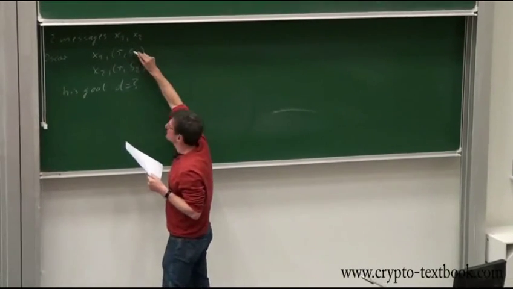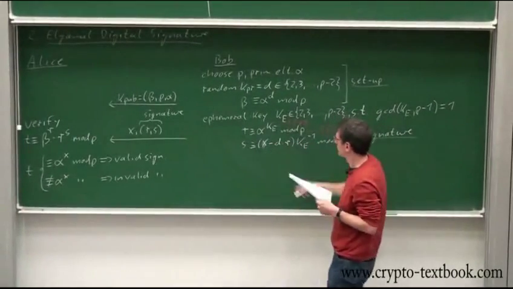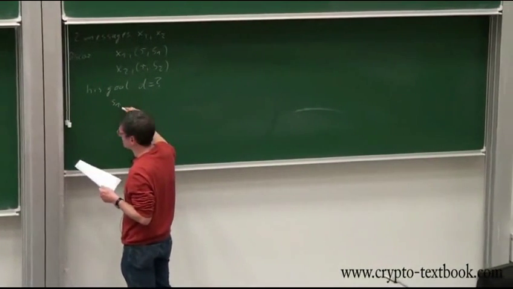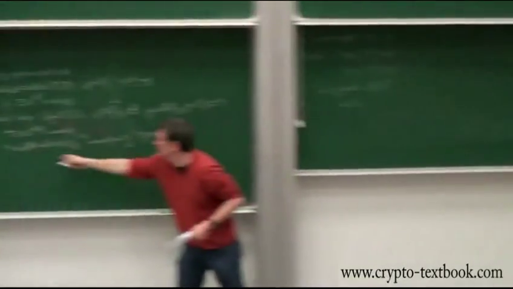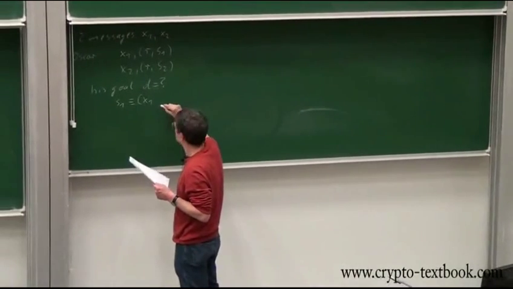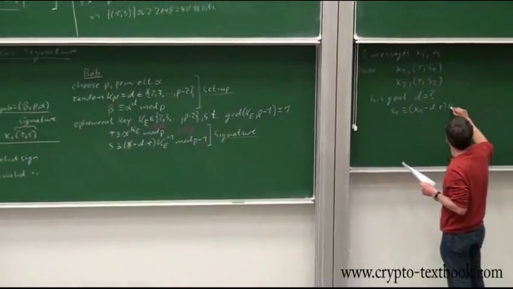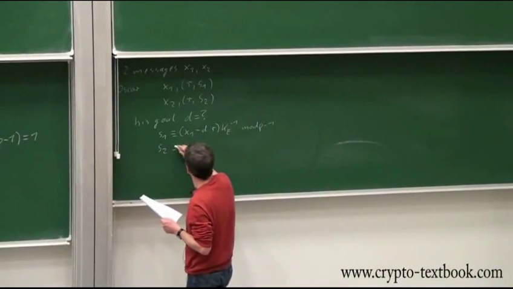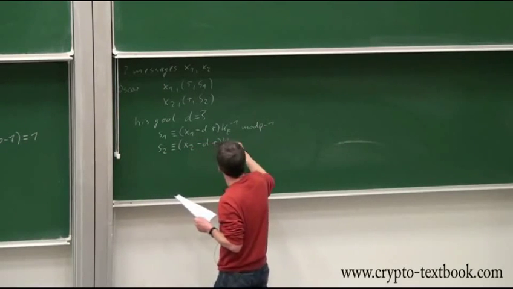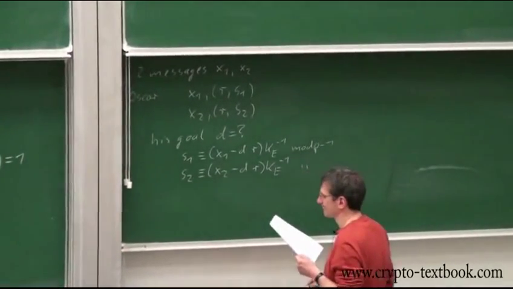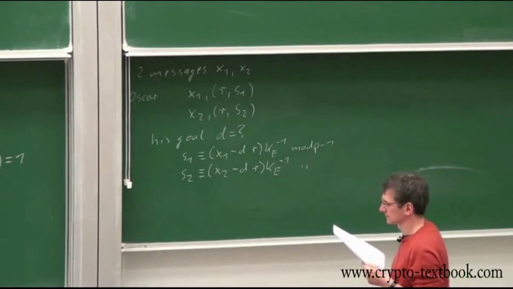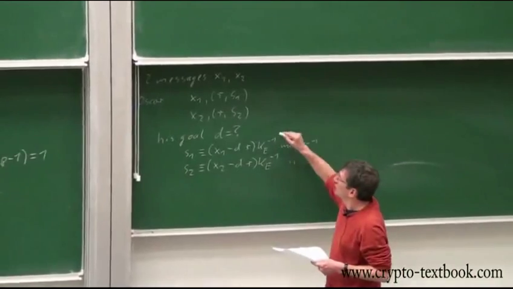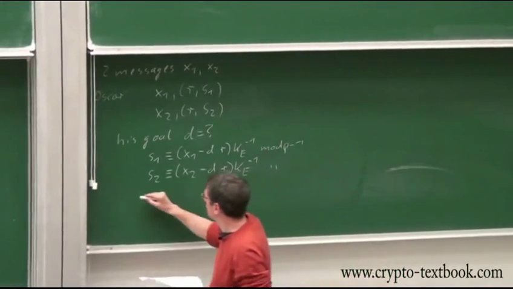So he takes, of course, these two expressions here. Based on these two expressions, he looks at this here. Right? He looks at the construction of S. He knows S1 was being constructed as, you just use this expression here. This is X1 minus D times R times the inverse of the ephemeral key, mod p minus 1. He gets a similar expression for the second signature. And now you have a system of equations. You can solve the system.